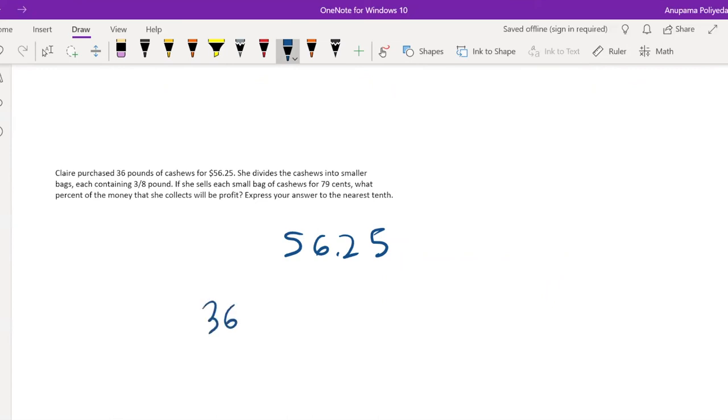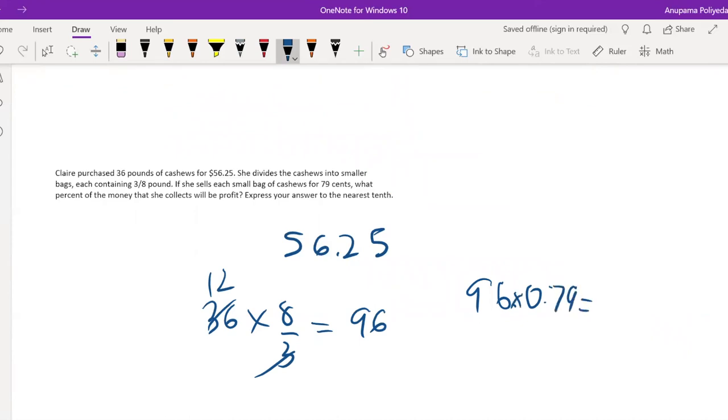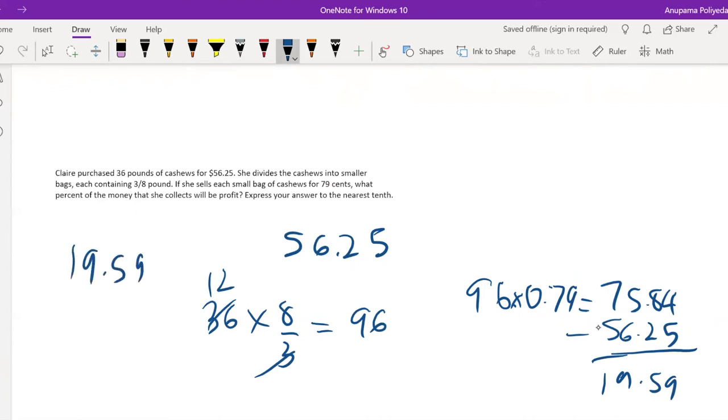So that's 36 divided by 3 over 8, or 36 times 8 over 3, which is 12 times 8, or 96. Then we do 96 times the 79 cents per bag, and we get 75.84. So 75.84 minus 56.25 is going to be 19.59. Then that's the profit divided by the 75.84 that was made, and when you do that on your calculator, you get 25.8%. Any questions? No.